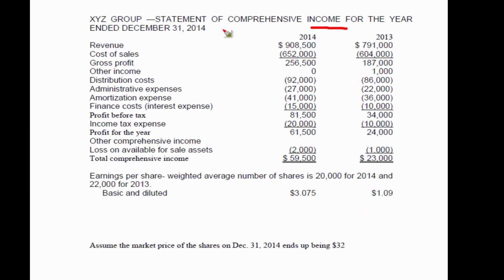The second statement we're going to look at is the income statement. In this case, it's called the Statement of Comprehensive Income. If it's called the Statement of Comprehensive Income, then we know that this company is a publicly traded company. Its shares are on a publicly traded market.